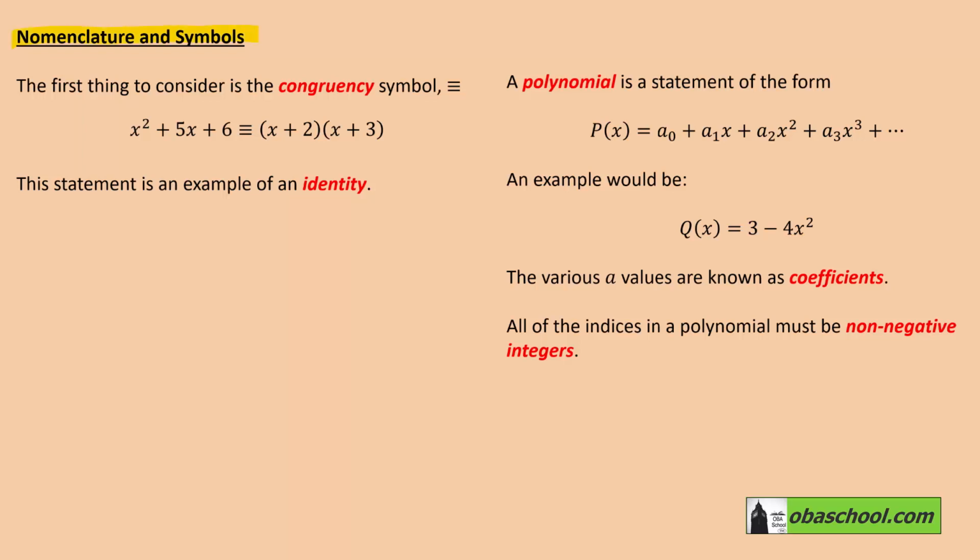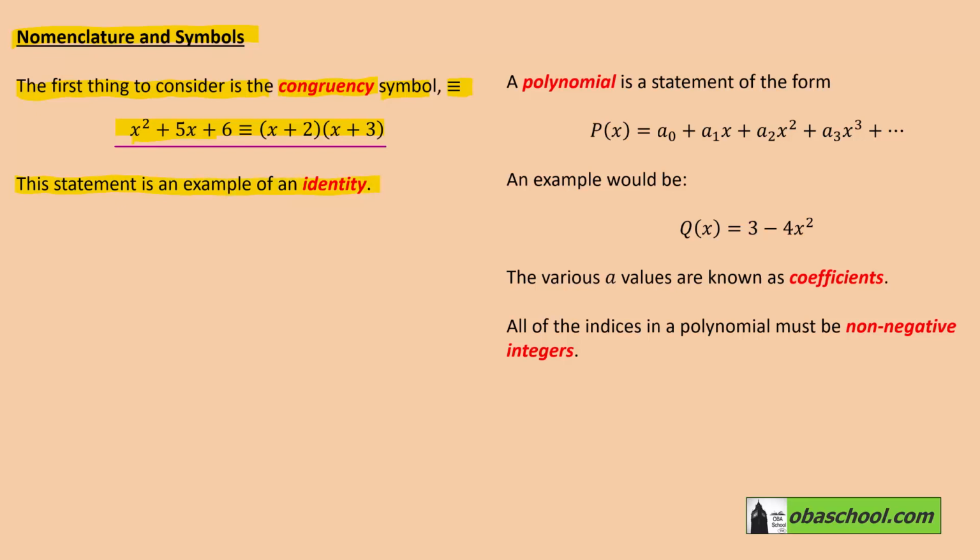Nomenclature and symbols, by no means an exhaustive list. The first thing to consider is the congruency symbol, which looks like this. It's an equal sign with an extra bar. For example, x squared plus 5x plus 6 is identical or congruent to (x plus 2)(x plus 3), and that's because this statement is true for any value of x. Therefore, the statement is an example of an identity.